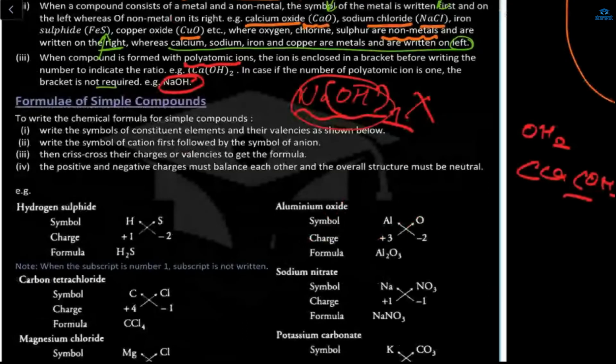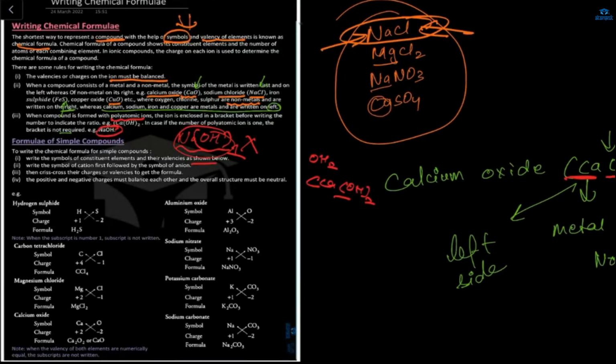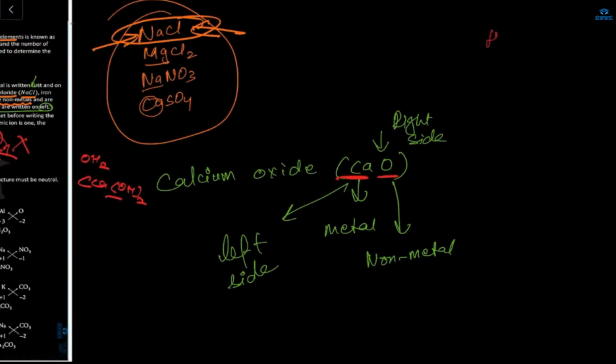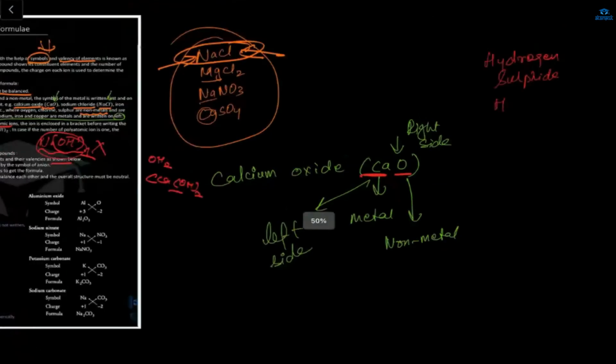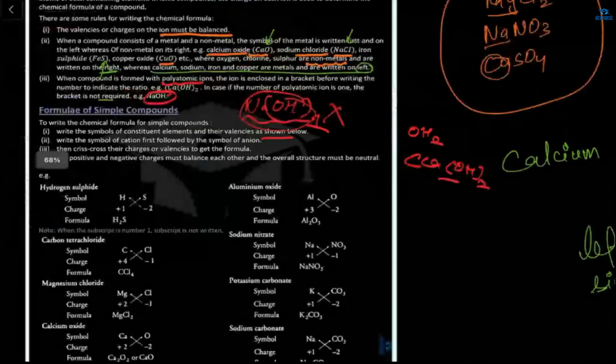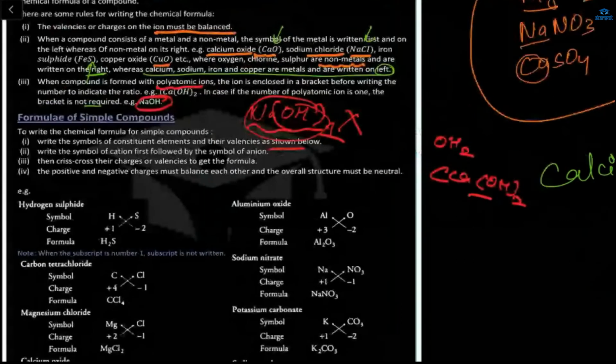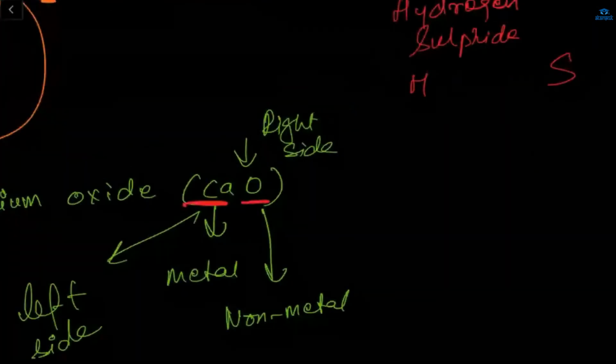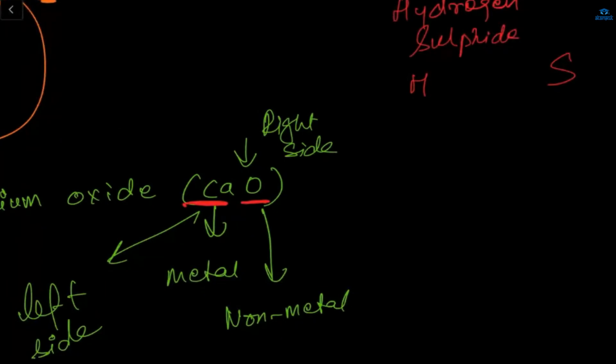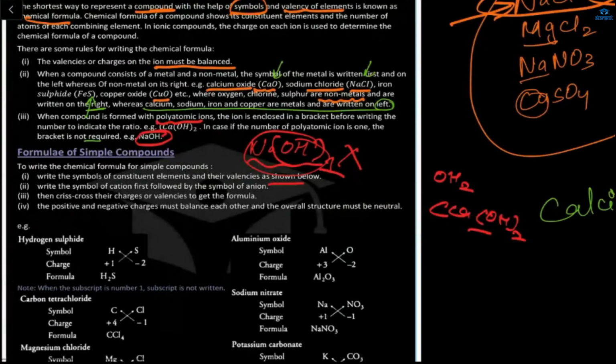Now what is the formula for a simple compound? What we have to do is write the symbols of the constituent elements and their valencies as shown below. Let's write an example of hydrogen sulfide. Hydrogen is H, and sulfide is S. So writing the symbols, we already wrote them: for hydrogen it's H and for sulfide it's S. So this part is done.